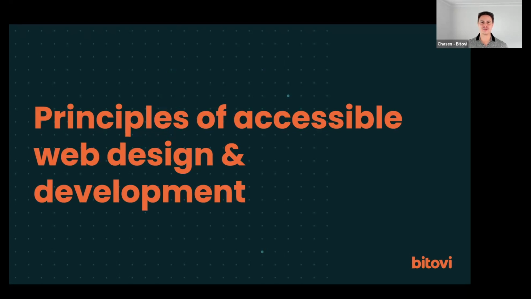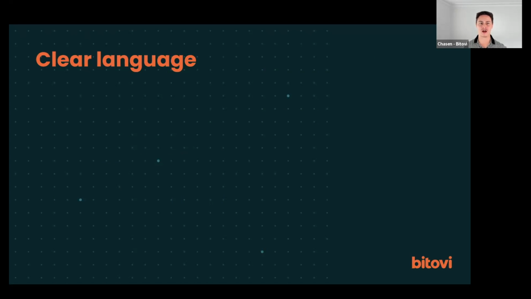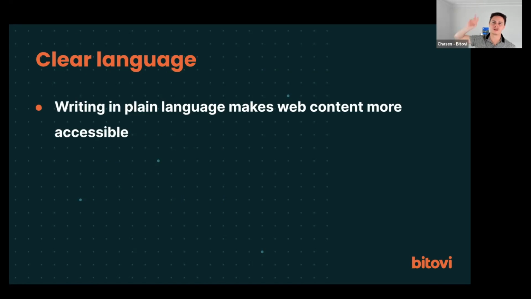Let's get into the meat of it. So we're going to talk about the principles of accessible web design and development. Right now, I want to kick off talking about clear language. Clear language means writing as plain language as possible, right? And that makes our content more accessible.